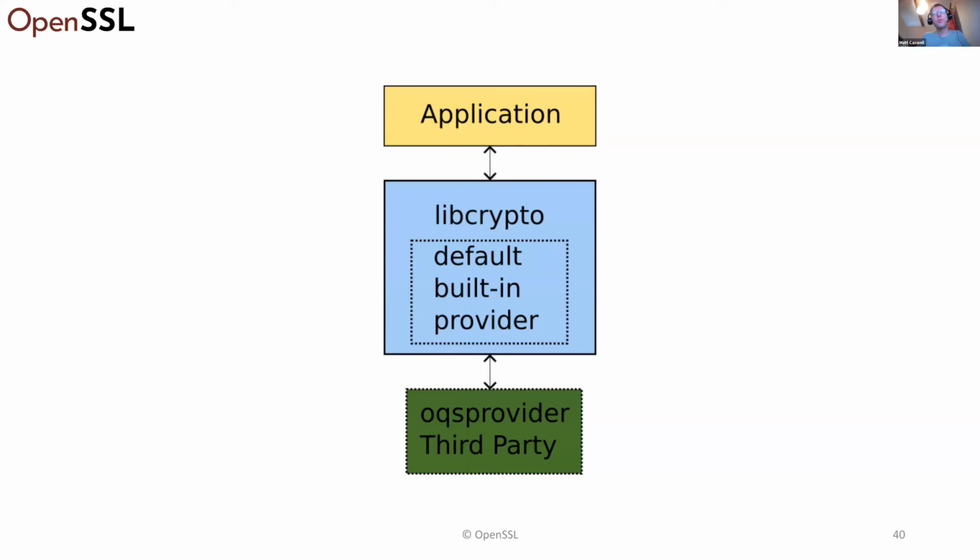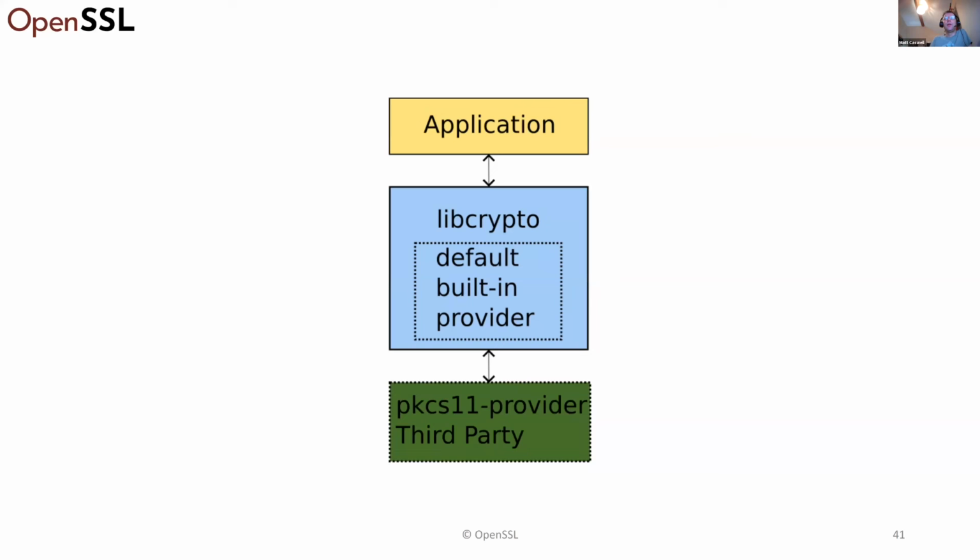Okay, so here's an example of using a third-party provider. Again, you're typically going to use this in conjunction with default. So here we've got the OQS provider. So you're trying to use some kind of post-quantum algorithms. Usually you're going to want to use some classic crypto as well at the same time. And so we're going to load both. And here again, just the same thing, but this time instead of using OQS provider, we're going to use PKCS11 provider. Again, probably you're going to want to use this in conjunction with default.